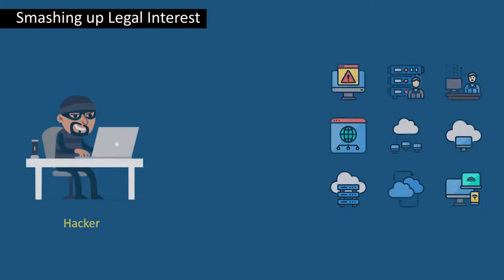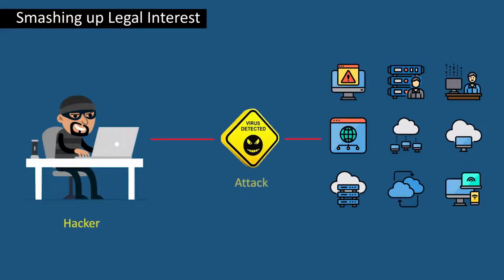Next is smashing up legal interest. The well-recognized organizations' networks are smashed to get the benefit of their favored organization. This is one of the prime and the known motives of cyber attack. To deal with such scenarios, well-defined security goals must be present in the organization.